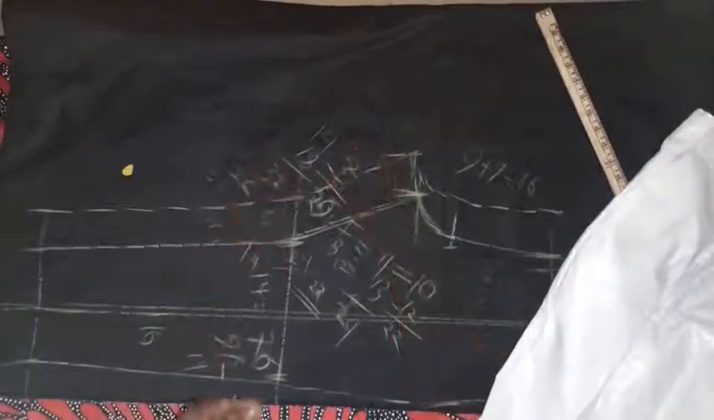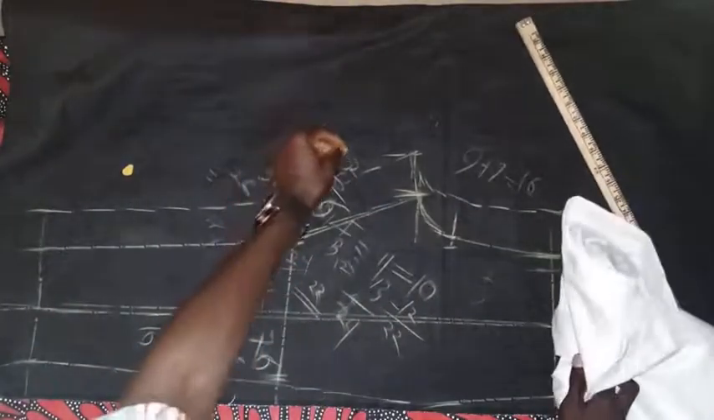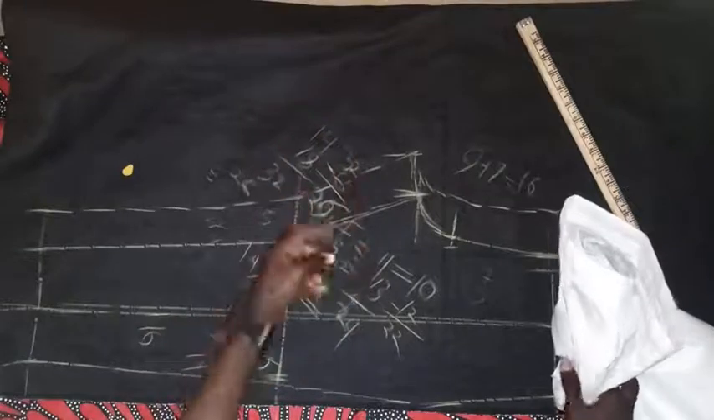I think you should clap for me at this point. I deserve an applause. So you see, 32 minus 6 inches has given us 26 inches.